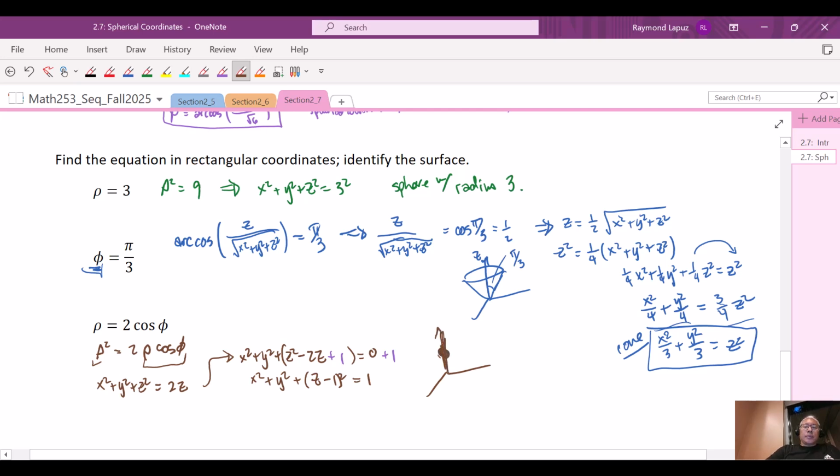So it looks like we're going to have a sphere of radius 1 that has a center at the point 0, 0, 1. I'm sorry, I didn't mean to say 1, 0. I meant to say the point 0, 0, 1. So that's your sphere, that's your center, and it has radius 1, so it barely touches the origin. Okay, so that's your sphere.